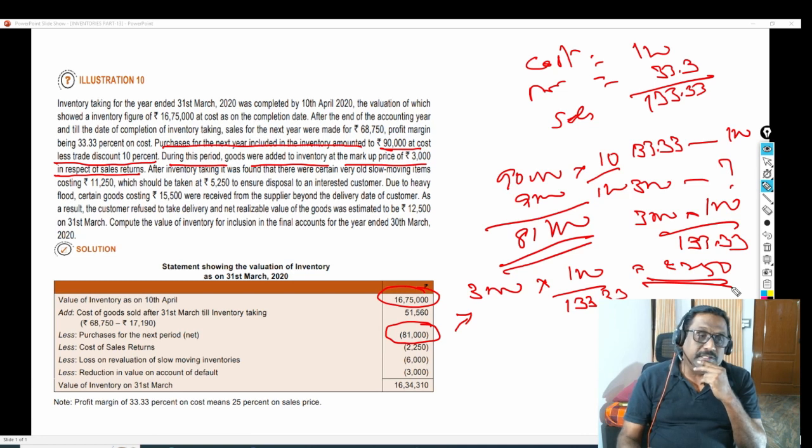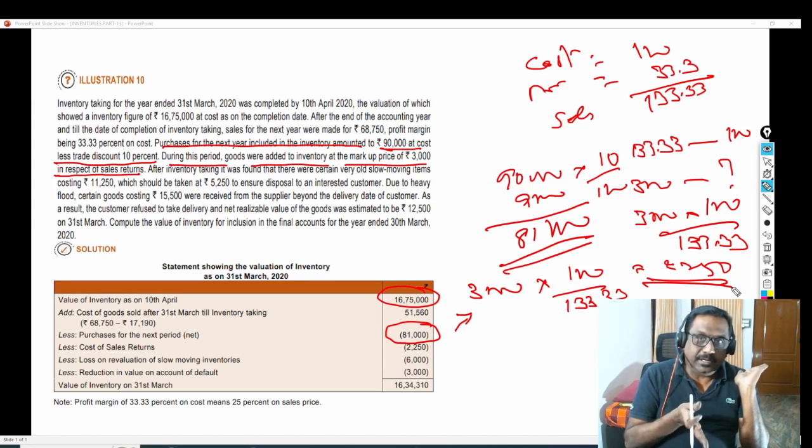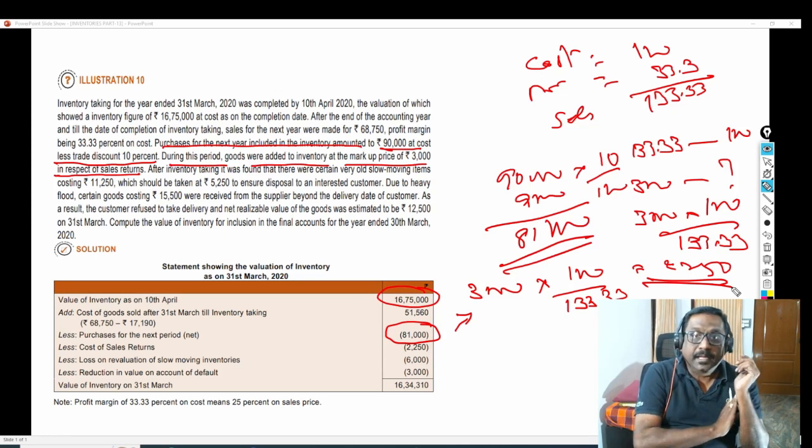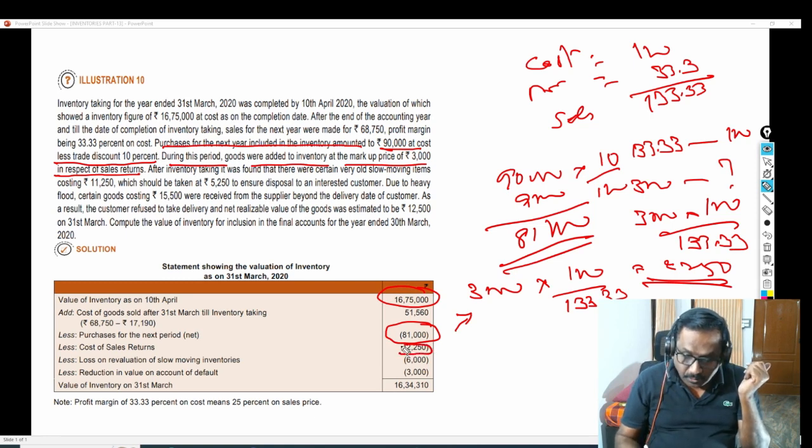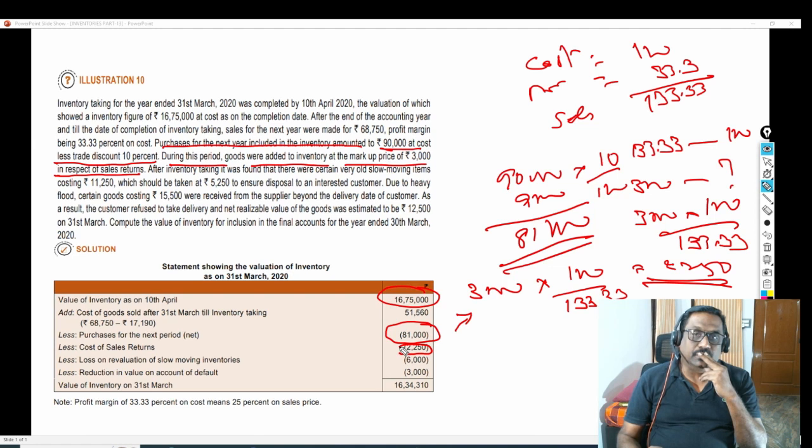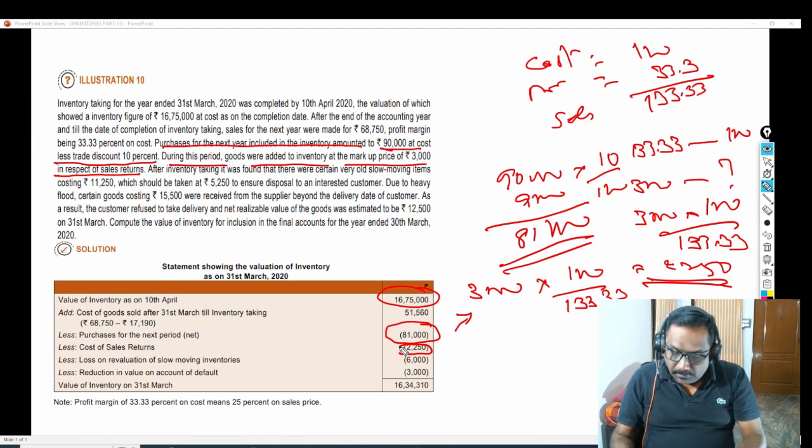Why do we need to reduce this for the sales returns? The sales returns are pertaining to the current year, not pertaining to the previous year, right? That should not be part of my previous year inventory. So I need to reduce that. So I'm reducing the 2,250. Next.